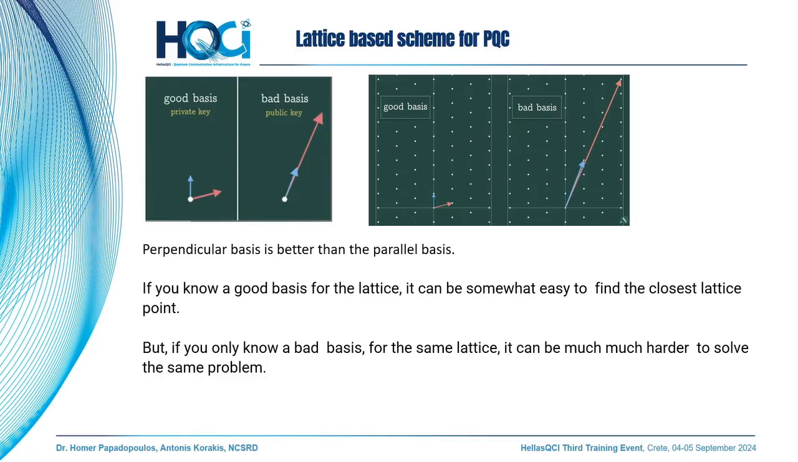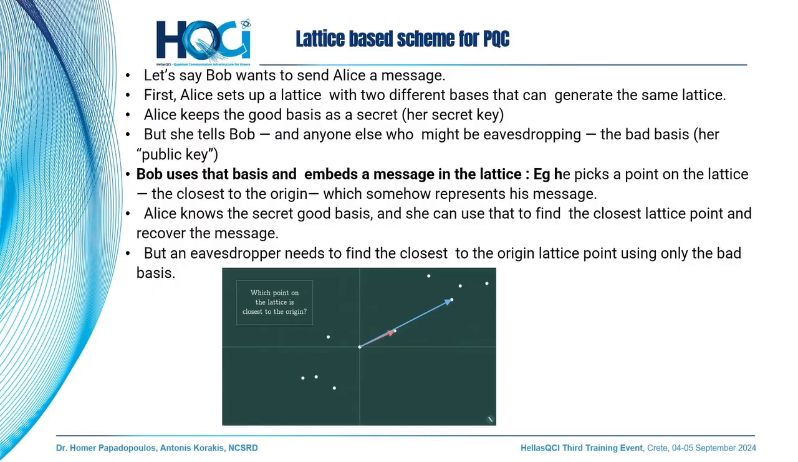Easy. Now try to do that with these vectors. Try to find out how to create this point with these two vectors. It's very difficult because they are almost parallel. So this is the bad basis, and this is the basis that, as a public, we throw out to the world, and the others use this basis to create their messages.